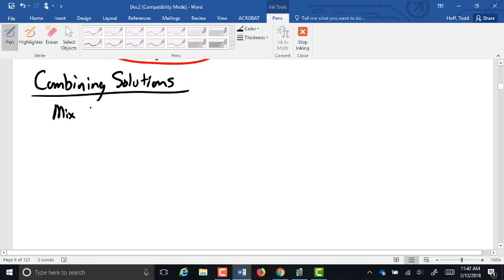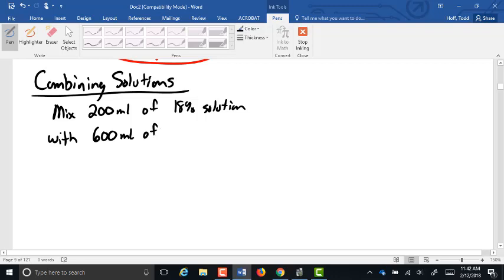Let's say we are going to mix 200 milliliters of 18% solution with 600 milliliters of 26% solution. And we want to know what is the final concentration.